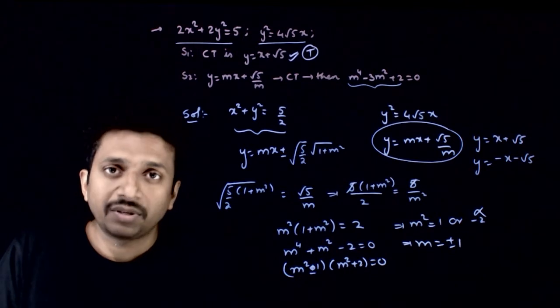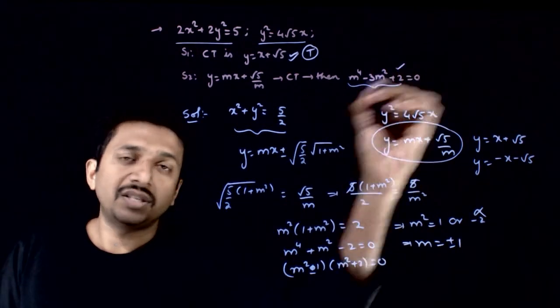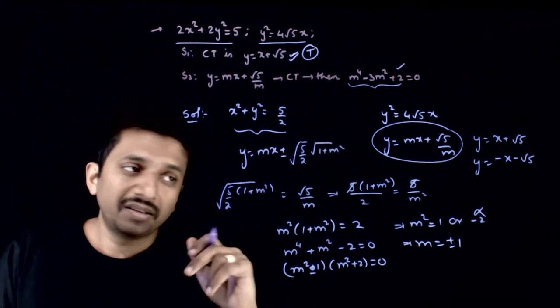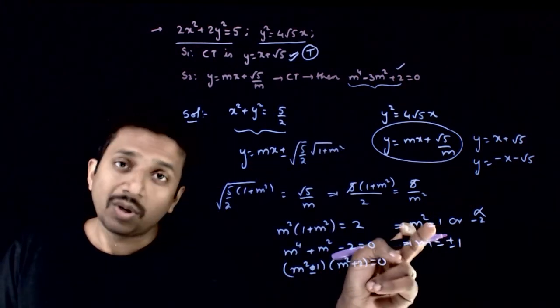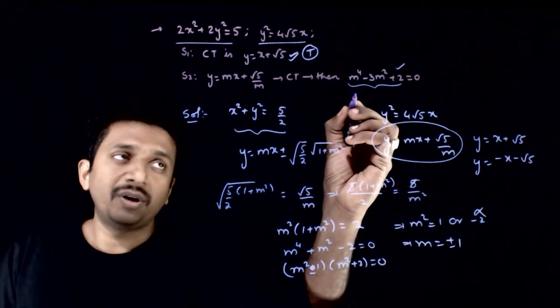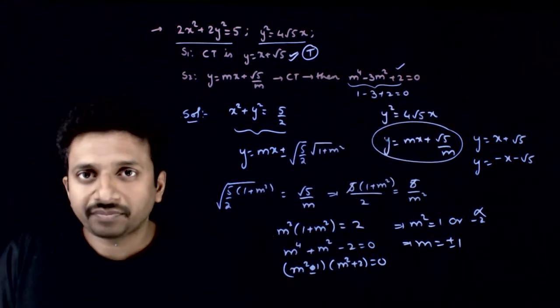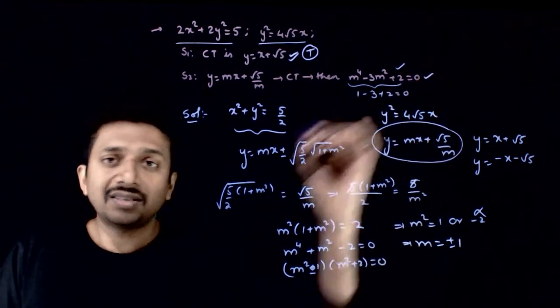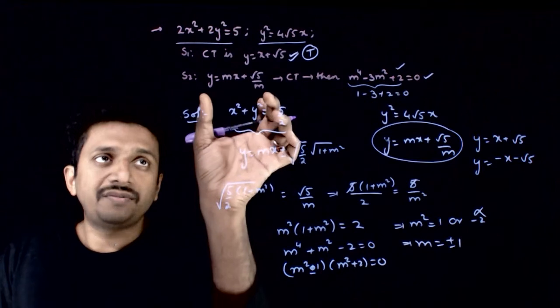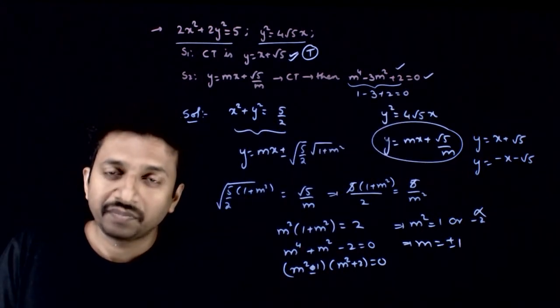If you go to the second statement, y = mx + √5/m is a common tangent. If this is valid, then this equation is valid. As we can see, m² = 1 should be the condition. So if m² = 1, m⁴ is 1, minus 3 plus 2 equals 0. That means this equation is valid. So if this is a common tangent, then this equation is valid.